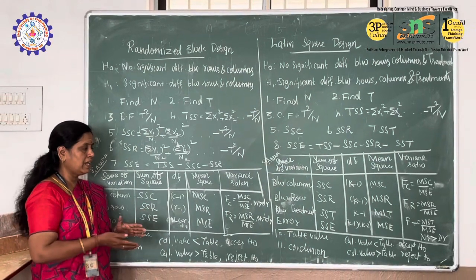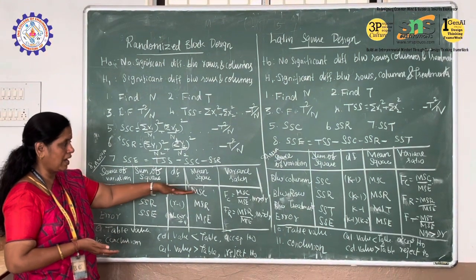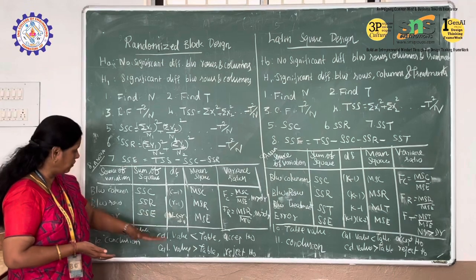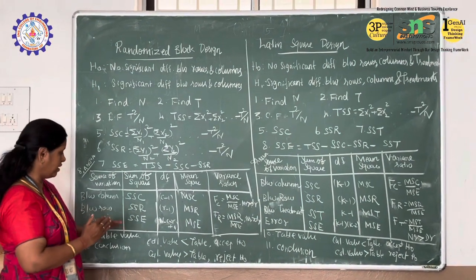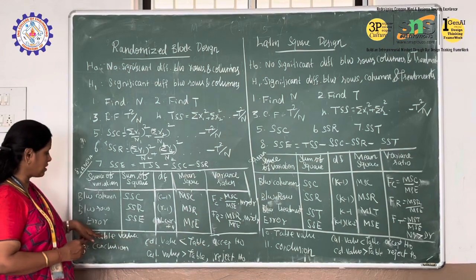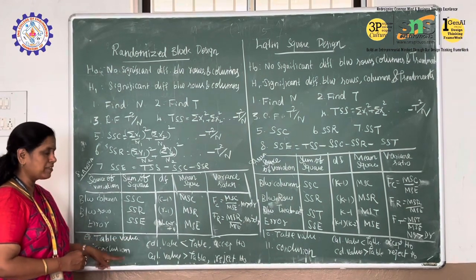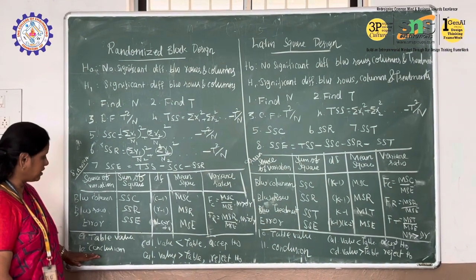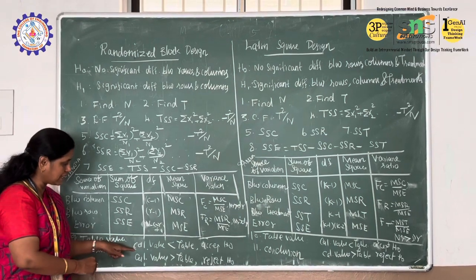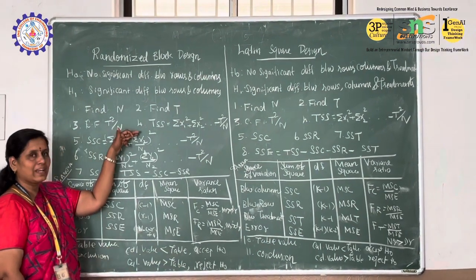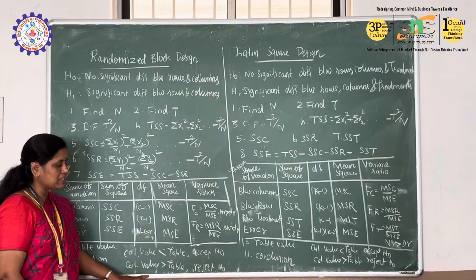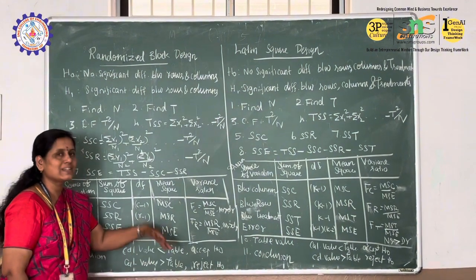After finding the calculated value, we are supposed to find the table value. So using the F ratio table, we find the table value. After that, our conclusion is: if the calculated value is less than the table value, we accept H0. If the calculated value is greater than the table value, we reject H0.